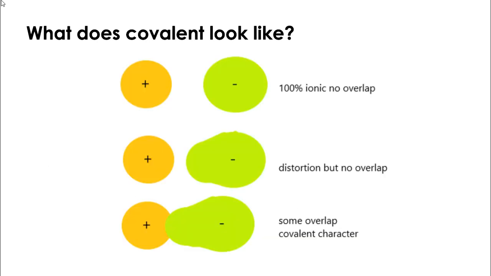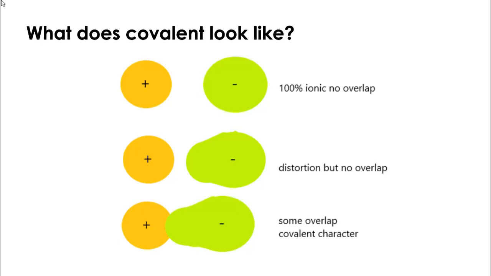So what does this actually look like? There's some better diagrams in your textbook, but this is my 3D paint job, which I apologize for the crudeness of. So the top diagram shows 100% ionic. There's no overlap there. So the positive ion and the negative ion are completely separate. There's then this kind of halfway house where the positive ion has dragged some of the electron density of the negative ion towards it. So it looks distorted. It's not completely spherical, but there's no overlap. So that does not have any covalent character.